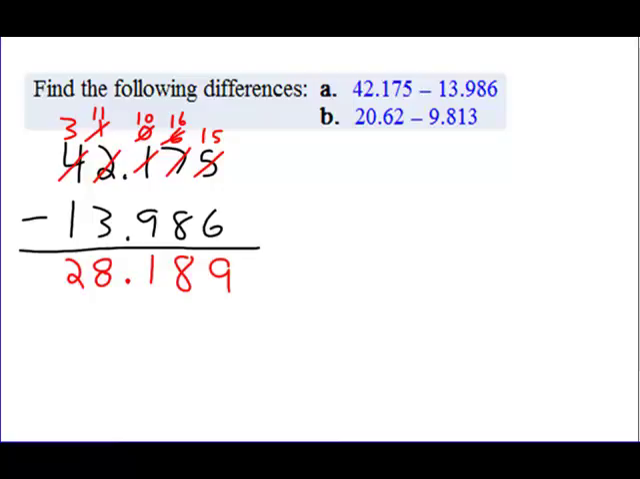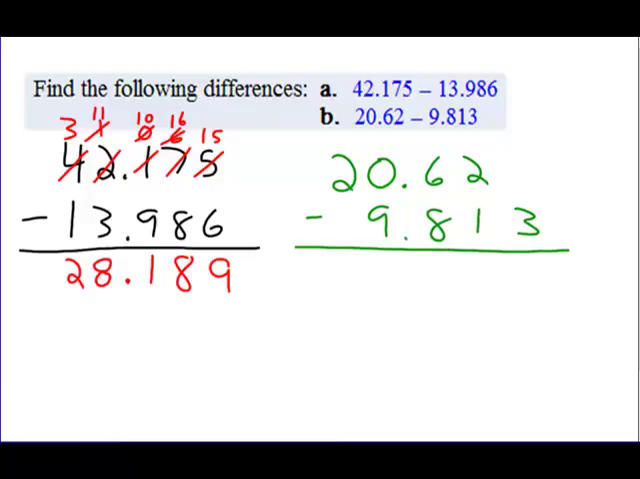So, your turn. I want you to try B, and then come back and see how you did. With B, we'll line up our place values and our decimal point. 20.62 minus 9.813. Now, I'm missing a place value in the first number, so I'll put in a 0 as a placeholder. And then I subtract just like I would normally.